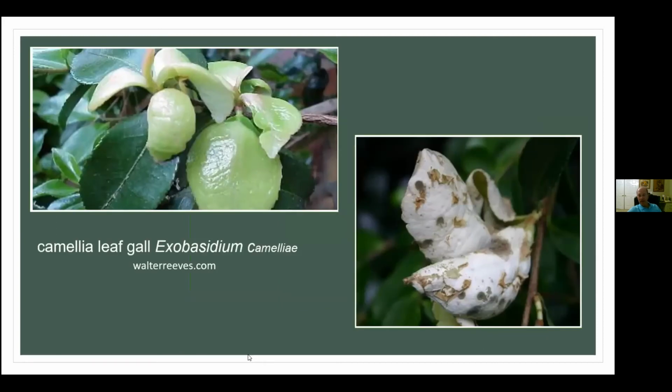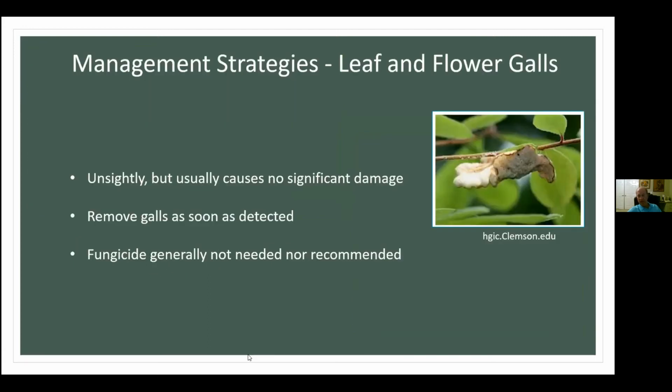Notice in the slide on the right that only the backside of the leaves turn white on the Camellia leaf gall. And again, this whiteness is caused by the spores that the fungi produce. White galls can be very unsightly. They do not typically cause significant plant damage, however. The galls on leaves and flowers should be removed as soon as detected.